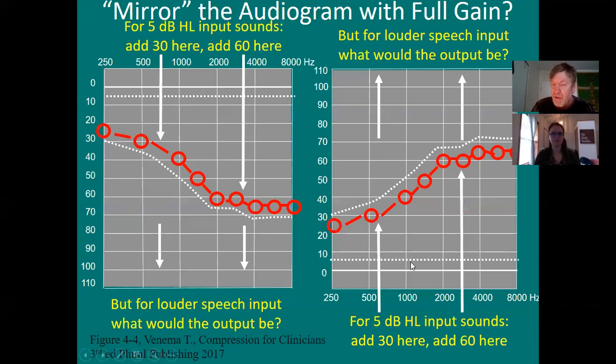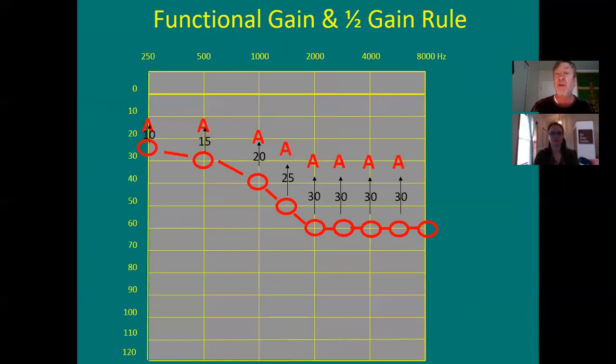All I did on the right was flip things right side up. 5 dB sounds on the bottom. You'd have to lift them up by the full degree of his loss to make those sounds audible. But if the input was speech, you can't do that, because speech is 50 to 60 dB HL and 60 to 70 dB SPL, and you cannot amplify input speech by the full degree of the loss. So that was the origin of what was called the half gain rule.